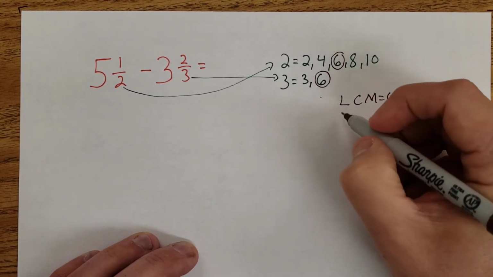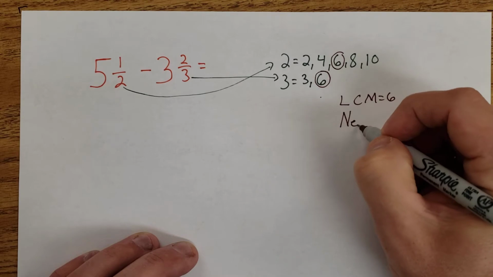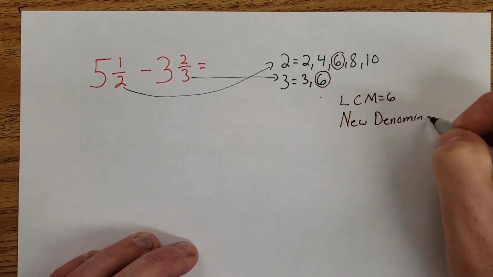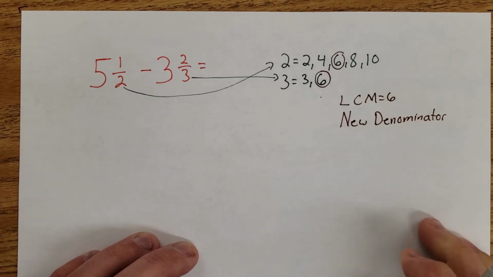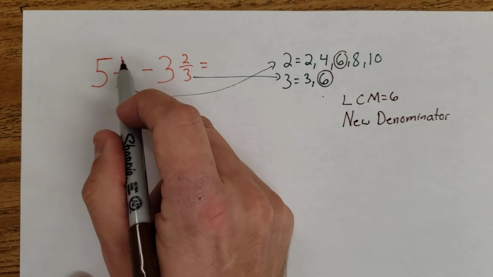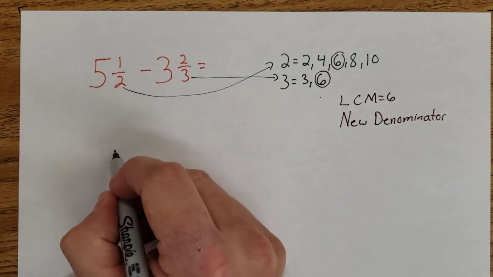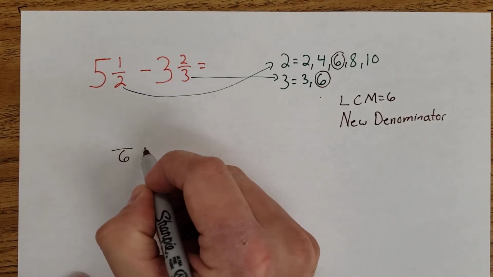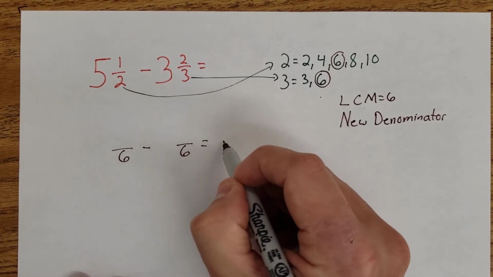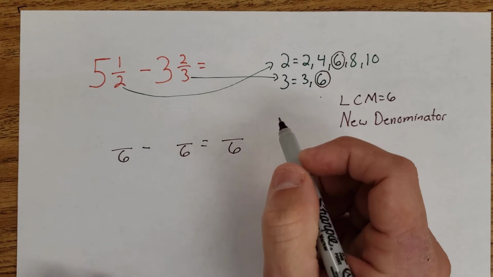And why do we need that? What are we going to do with it? That becomes our new denominator. So I come back to my original fractions. And it was a half. Now it has to be something sixths minus something sixths is going to equal something sixths.